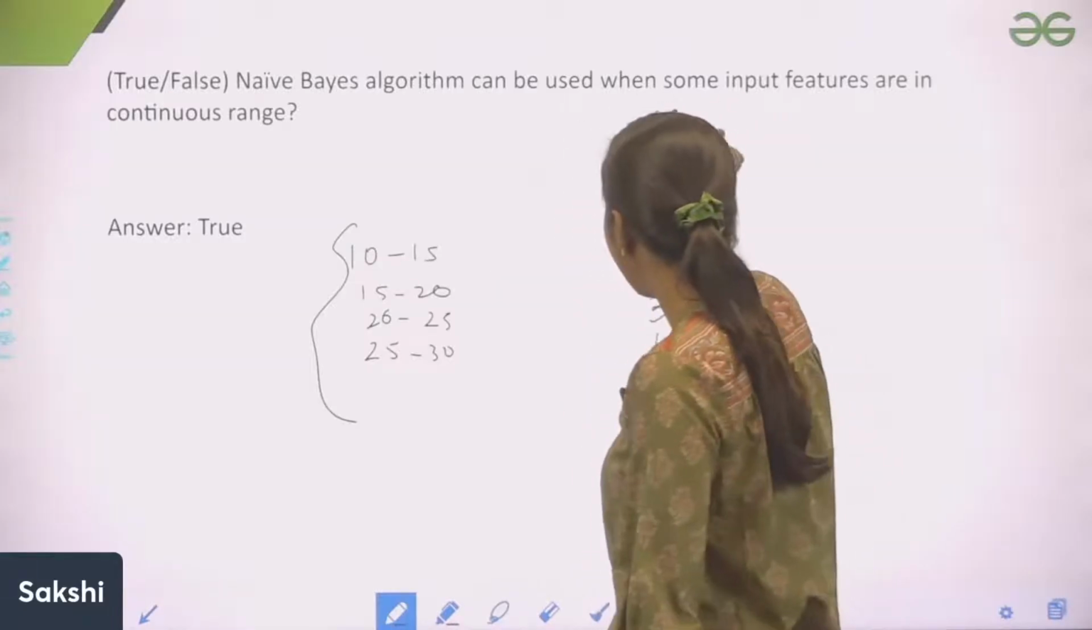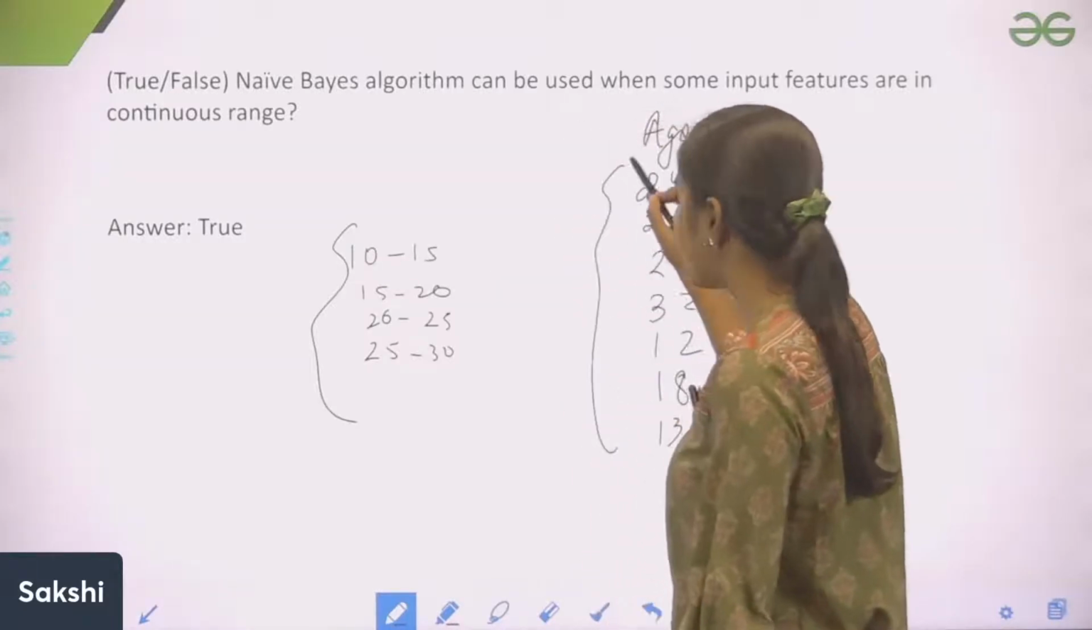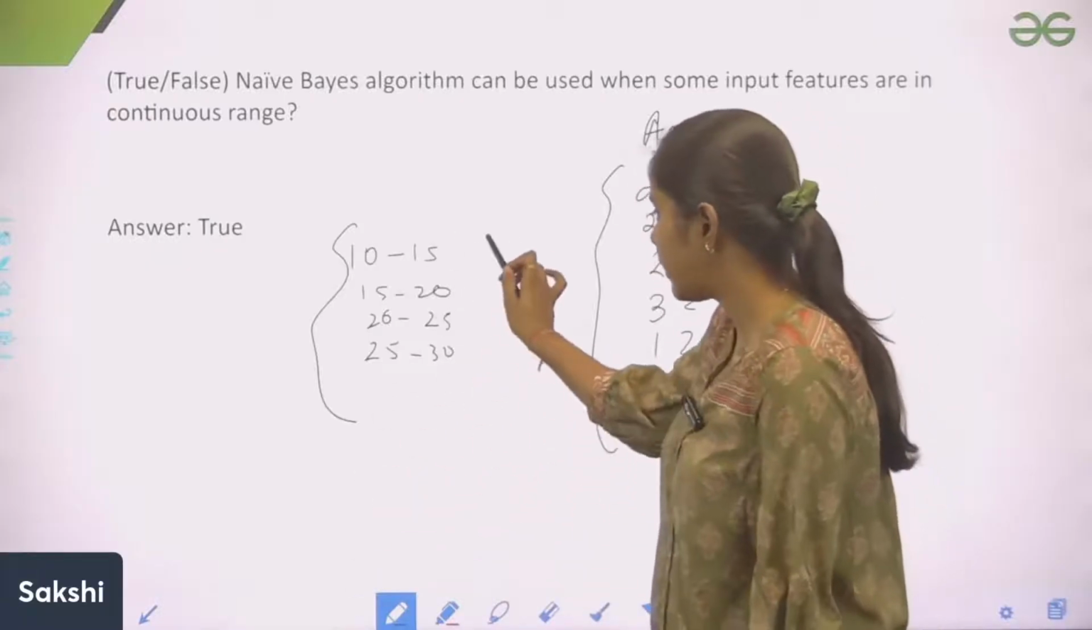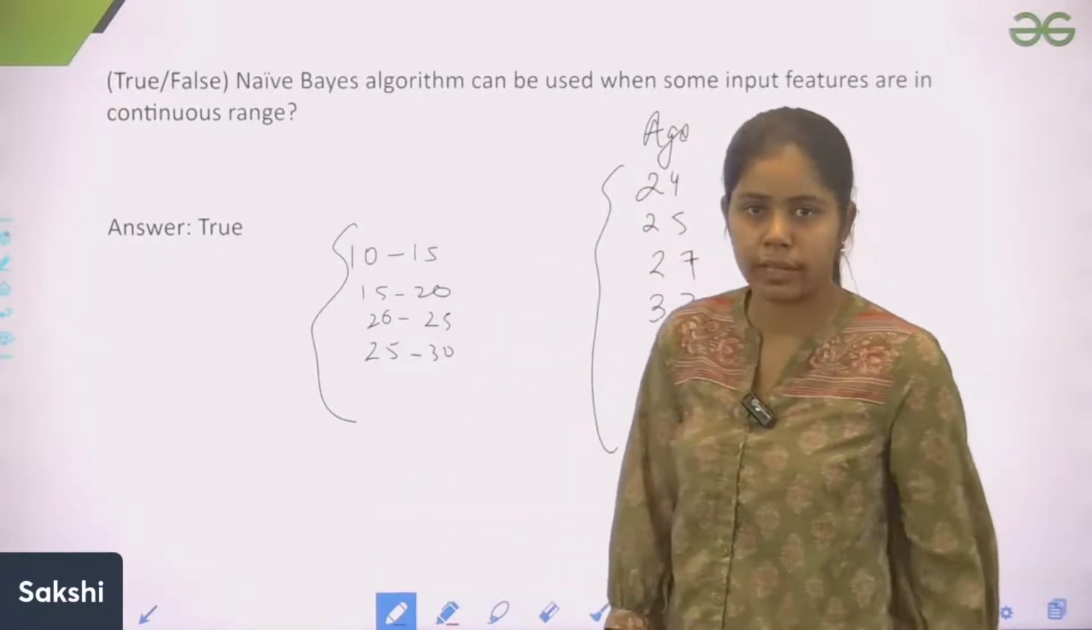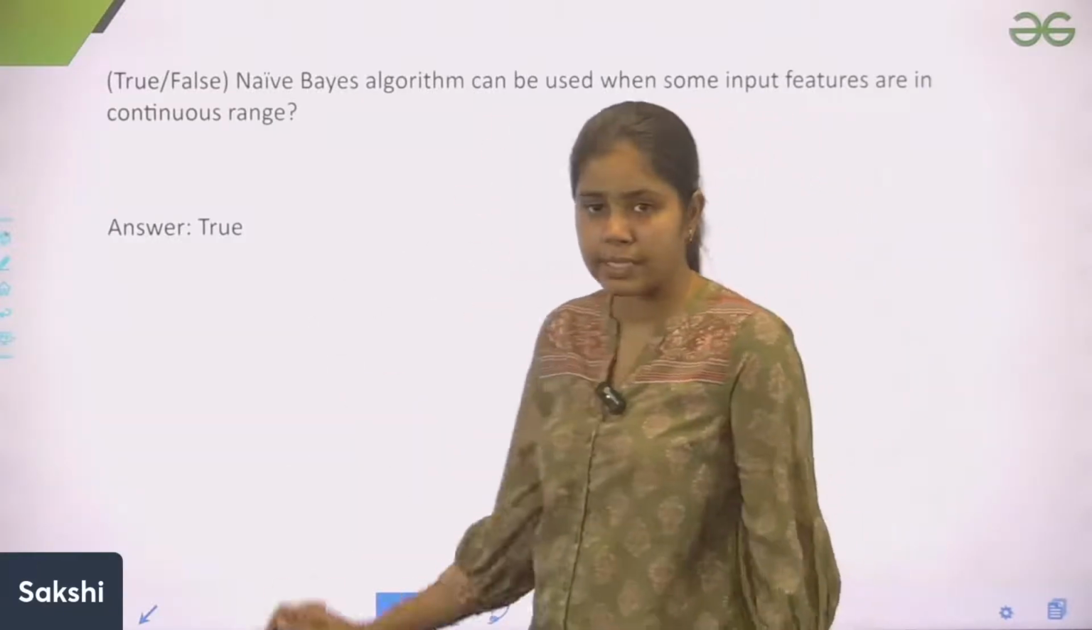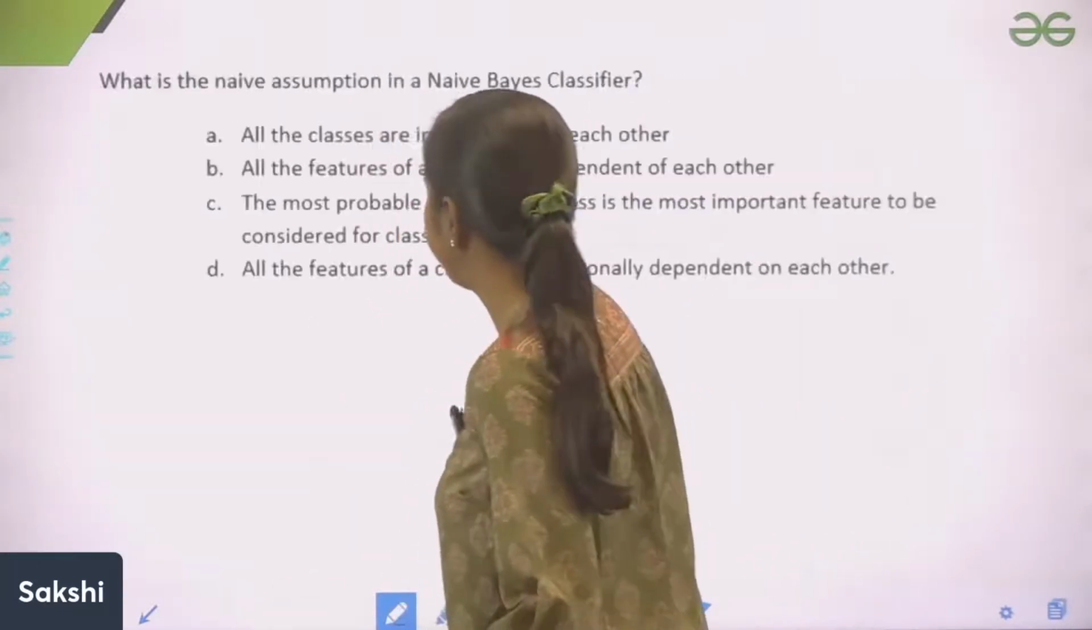If I have some numerical feature or continuous values of a particular feature, we can divide it into classes by taking a specific range, right? Then we can work on the naive Bayes algorithm. I hope this thing is clear. So yes, we can use it.